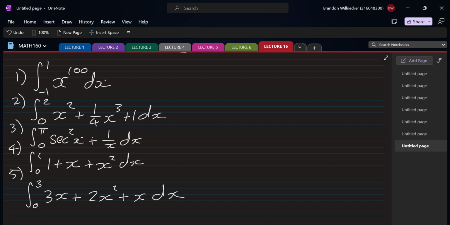Please don't try doing it the other method, use the FTC one. So for these ones here with the quadratics and cubics, you could do it both ways. It's not so difficult. The one with the sec squared and the 1 over x, don't even try doing it with the limit way. Okay, it's far too much work. But with the sec squared and the 1 over x, you can easily do that using the FTC one. So there's 5 of them, 2 points each.